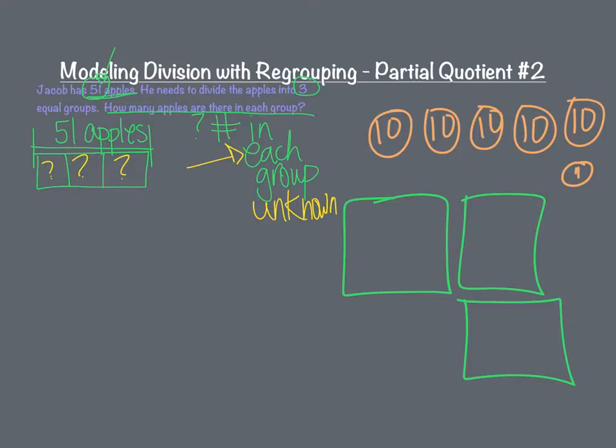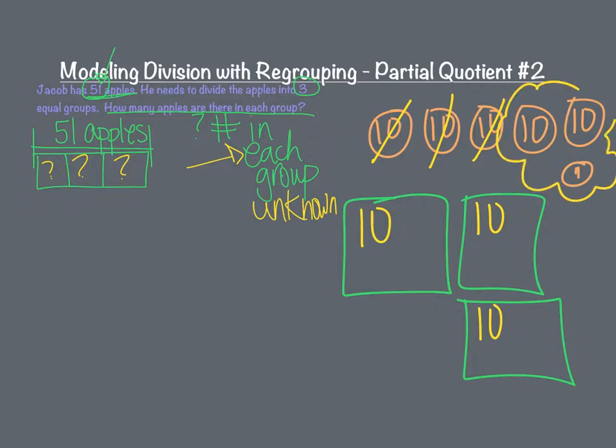I'm going to take one of the 10s and move it. So this 10, I'm going to put into this group. This 10, I will put into this group. This 10, I will put into this group. Now, do I have enough 10s to do the same thing again? No, I don't. What do I have left over? How much? Excellent. I have 21 left over.